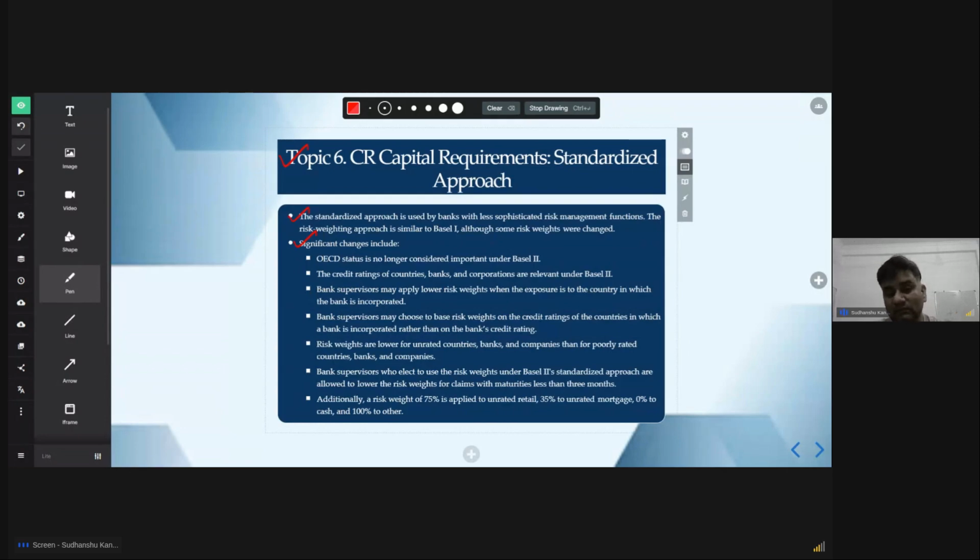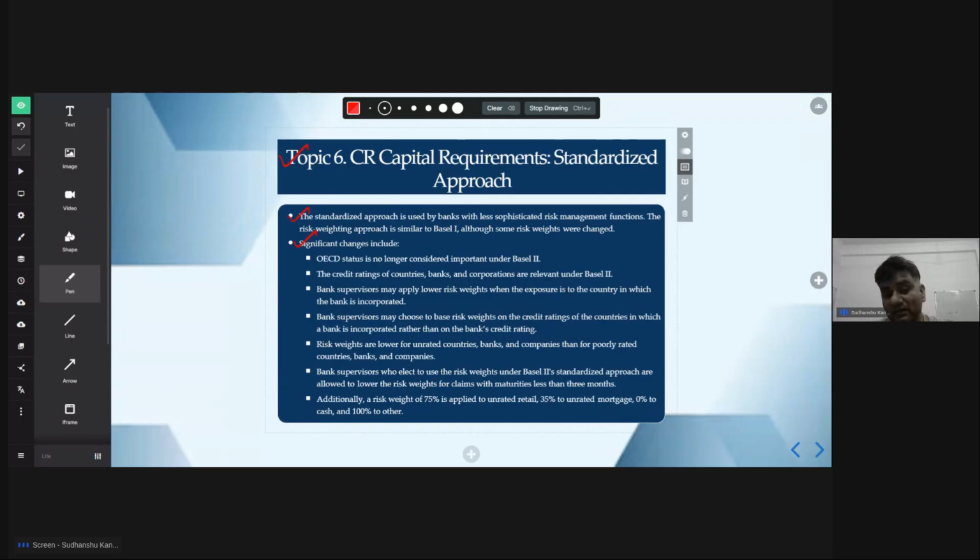Right. Then we look at sovereign versus bank rating. The regulator may choose whether a bank's risk weight is based on the bank's own rating or the rating of the sovereign where the bank is domiciled. This matters particularly in emerging markets where sovereign ceilings can dominate bank ratings.